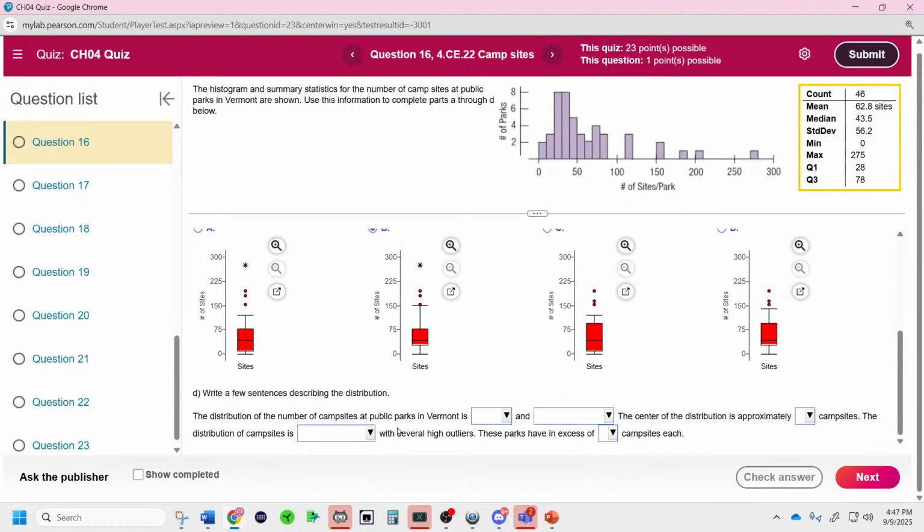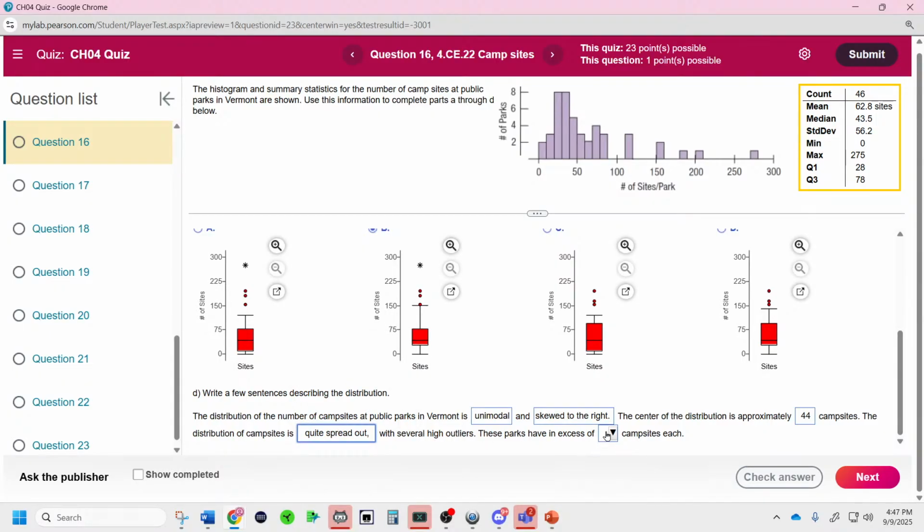This one, cross your fingers, everyone. The distribution of number of campsites at the parks of Vermont is pretty much unimodal. Pretty sure it's got that one bump right there. And it's definitely skewed to the right. The center of the distribution, which is where the median's at, is approximately 43.5. So it's the rounding. The distribution of campsites is, I think they're going to say quite spread out.